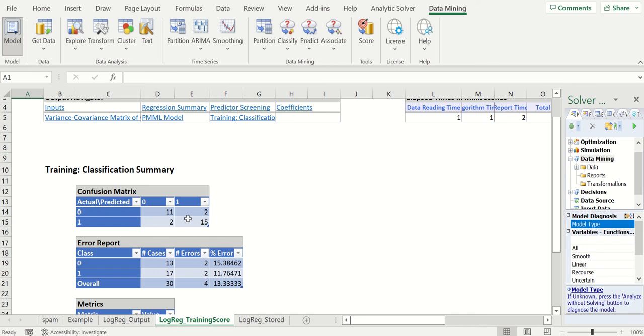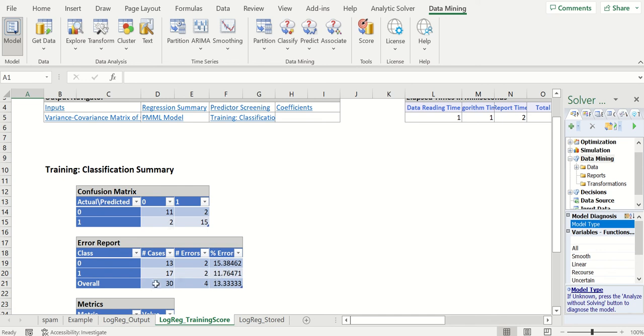So we can take these numbers and develop what they call a percent error. Here we got 11 out of 13 correct. In the error report, 2 of the 13 we got wrong. 2 divided by 13 is 15.4%. Looking at the 17, 2 times we didn't get it correct. 2 divided by 17 is 11.8% error.